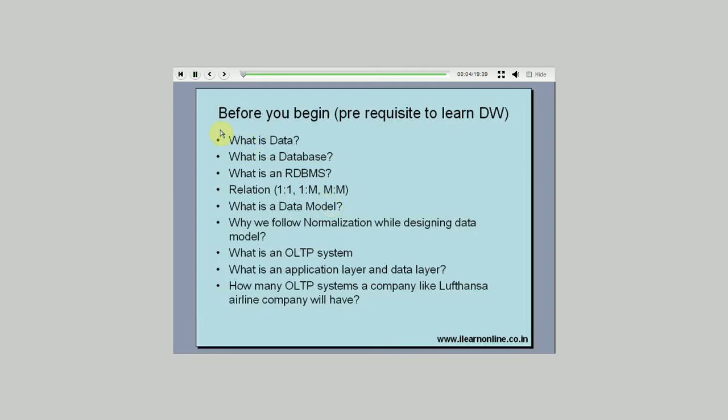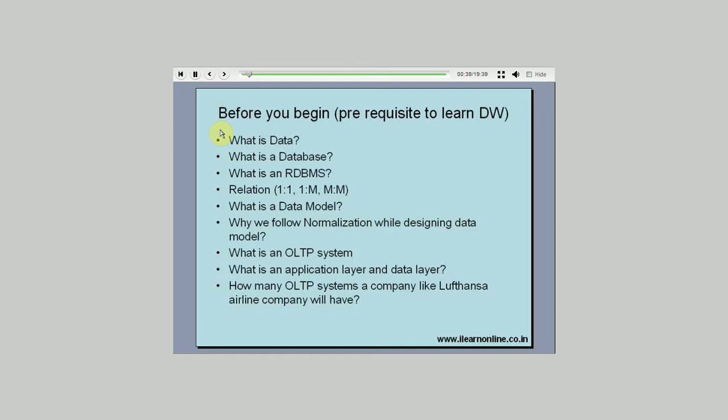Hi, in this session we will talk about the introduction to data warehouse, but before we do that we actually want to understand what the prerequisites are that you should have to learn data warehousing very effectively.